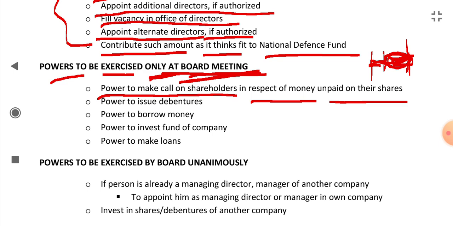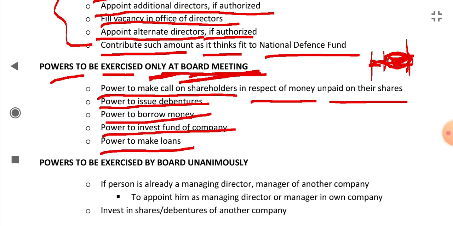And what else can be exercised only at board meeting? Power to issue debentures, power to borrow money, power to invest fund of the company, power to make loans. All these powers can be exercised only at the board meeting.